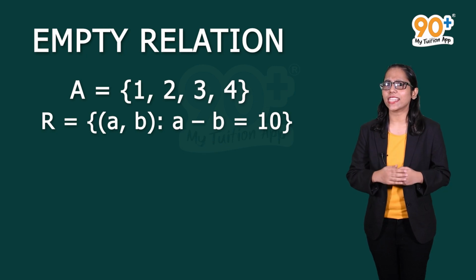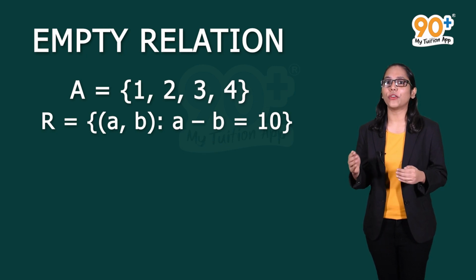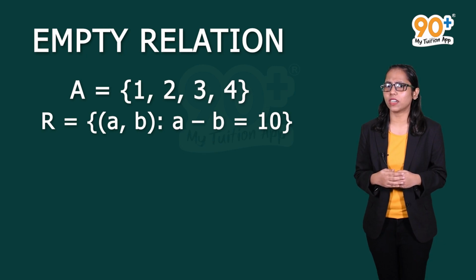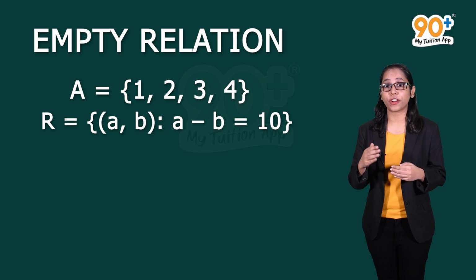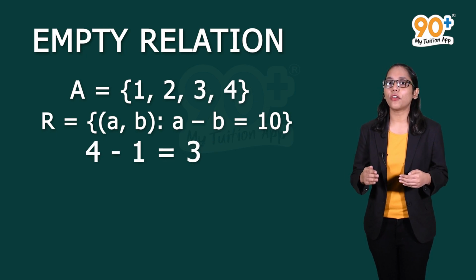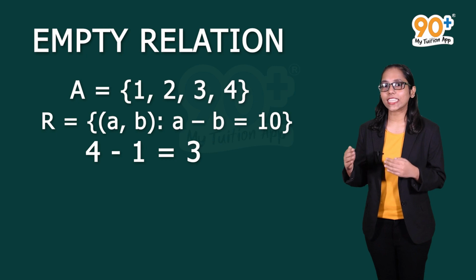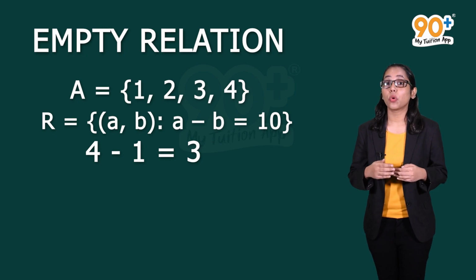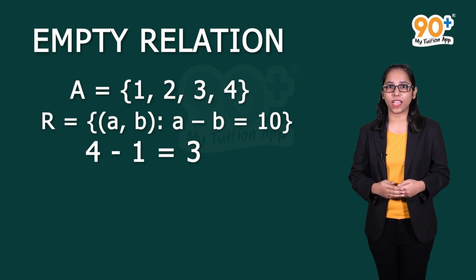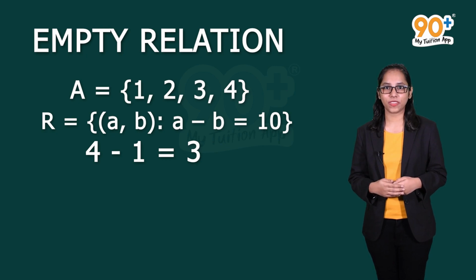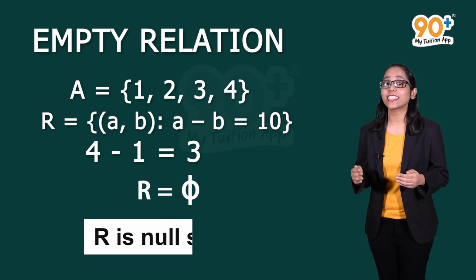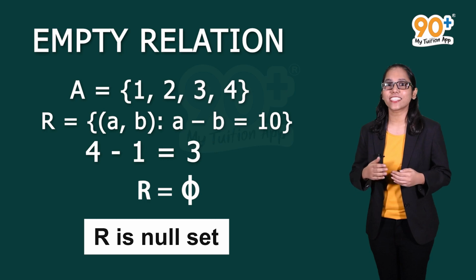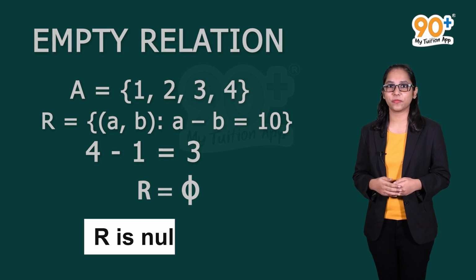So, what is the highest number? It is 4. And what is the lowest number? It is 1. So, let's subtract 1 from 4. That is 4 minus 1, which gives you 3. That is, we won't get any ordered pair as an element of the relation R using the set A. That is R equal to φ. That means R is the null set, and this is called the empty relation.